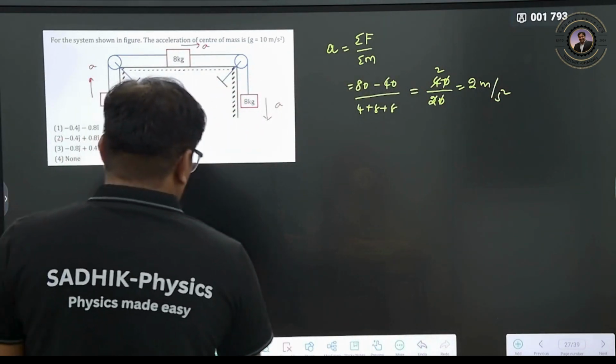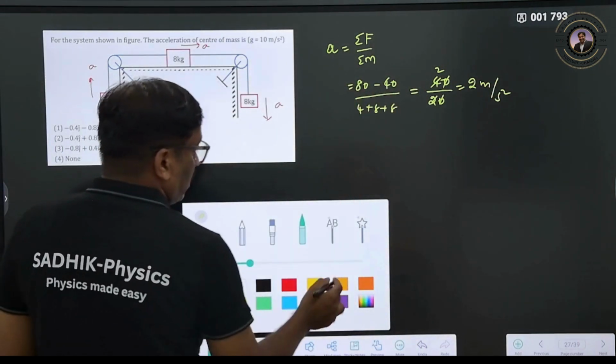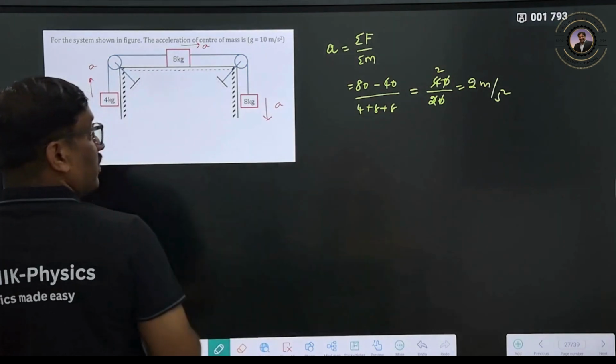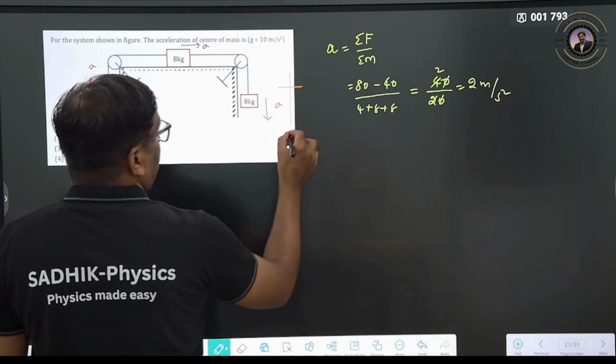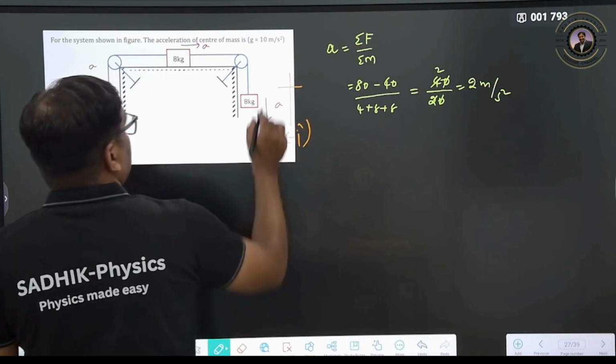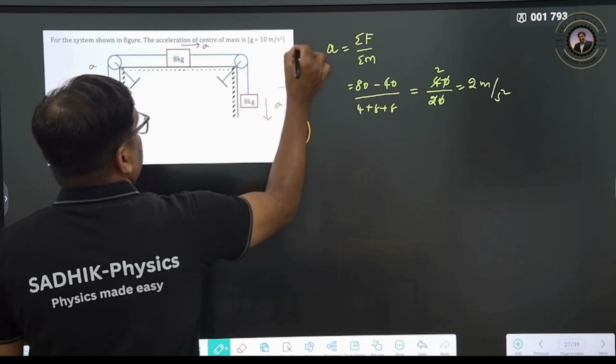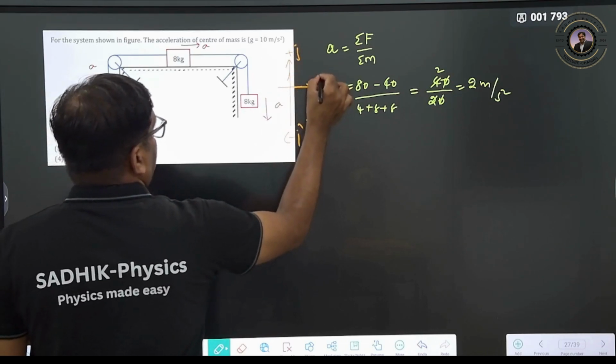Now we can write down the acceleration; this is the acceleration of the system, acceleration of the center of mass. Suppose this side direction is a minus j cap, this side direction is a plus j cap, this side is a plus i cap. Clear.